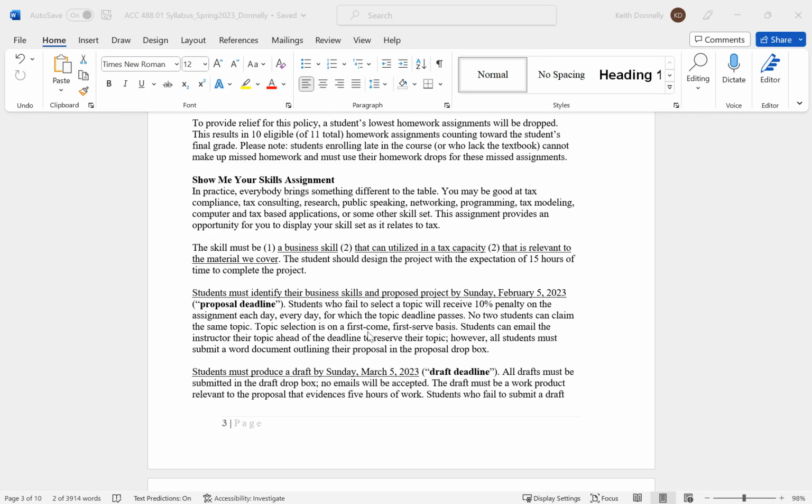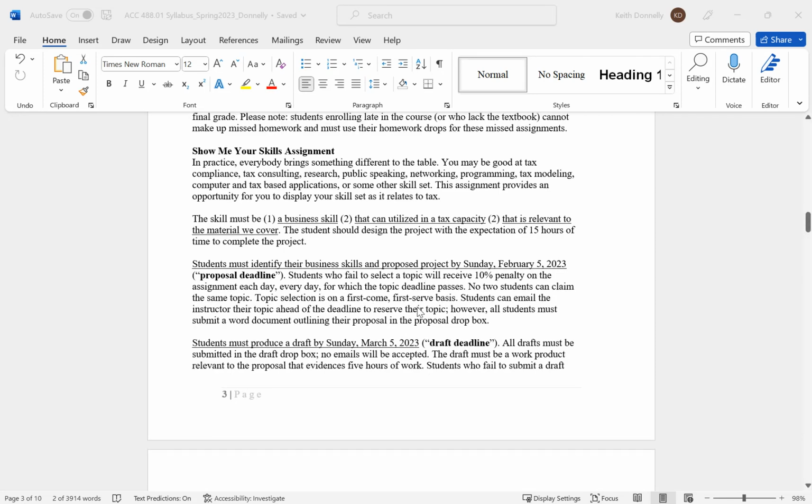So there's three dates here. The first date is the proposal deadline. I'll put a little drop box there. All you need to do is submit a Word document outlining what your project is. A paragraph works fine. I don't need that big of a commitment there.